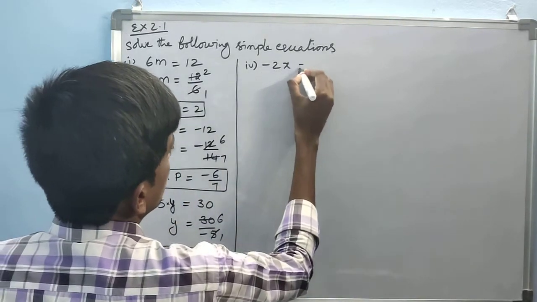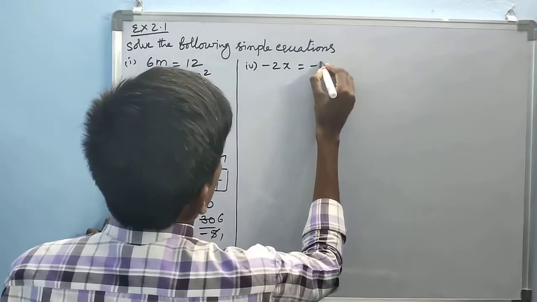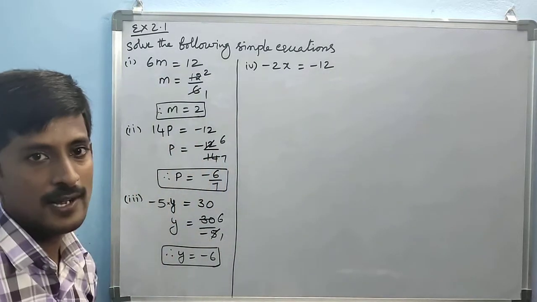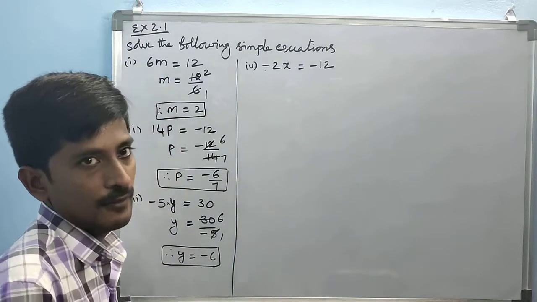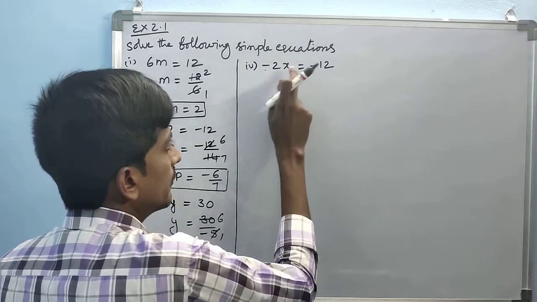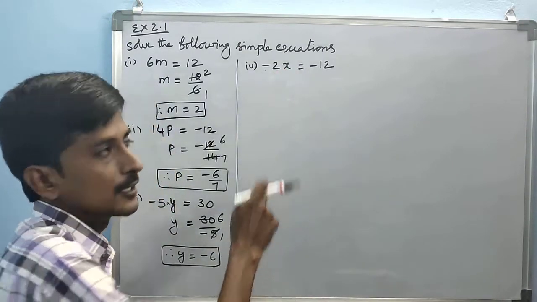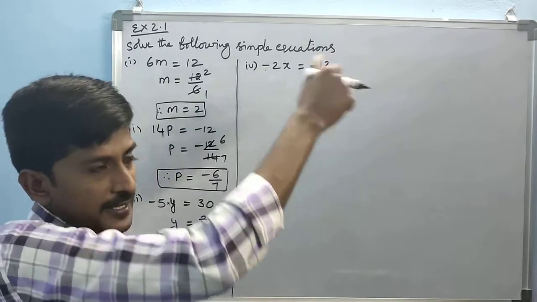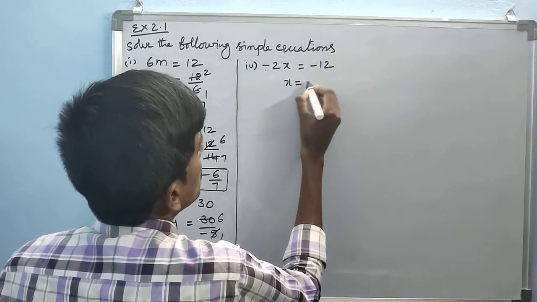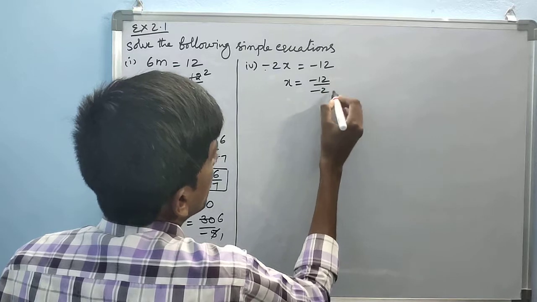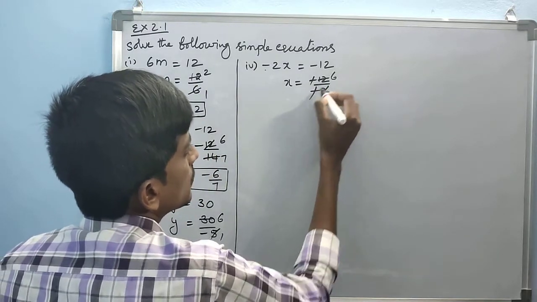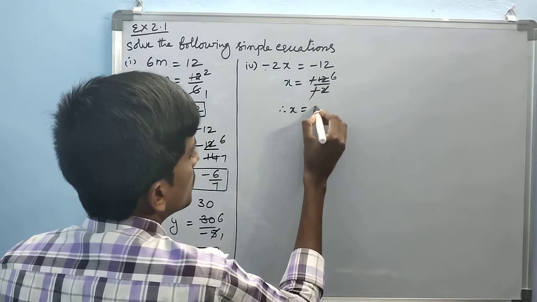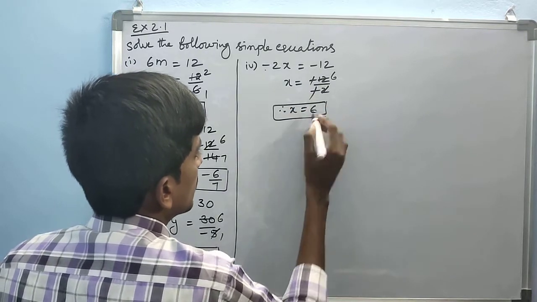Minus 2x equals minus 12. Here also same. Minus 2 into x. What about minus 2 with x? Multiplication. So that multiplication transferred to that side becomes division. So x equals minus 12 by minus 2. Minus minus cancelled. 2 one times is 2, 2 6 times is 12. Therefore x equals 6.